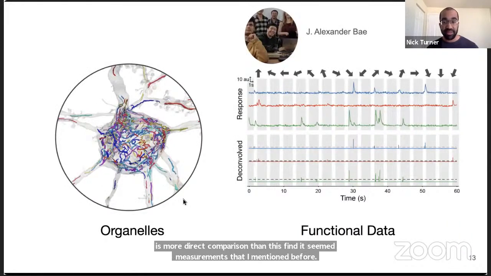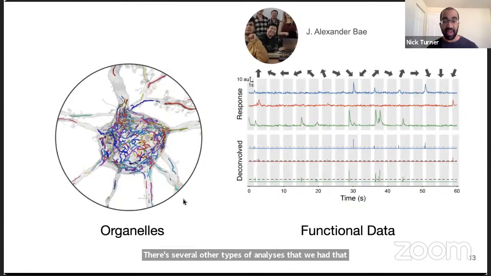There are several other types of analyses that haven't been performed yet using these data, particularly expanding this analysis to other cell types. But this gives a sense of the kind of depth within the data set, as well as the general approach. Next, I'll describe the functional data taken of the same tissue, as well as some analyses performed by Alex Bay and our group.